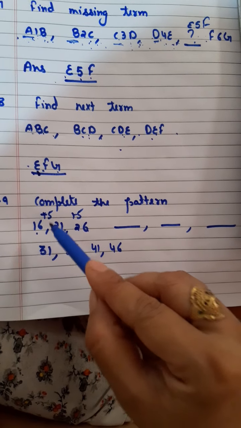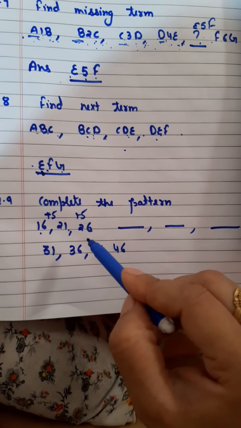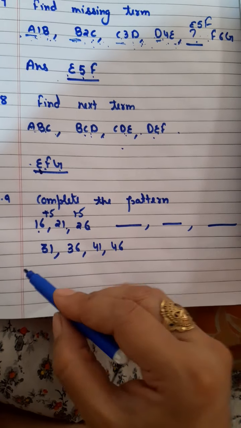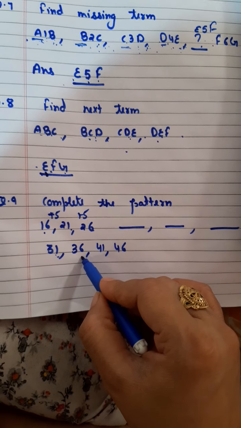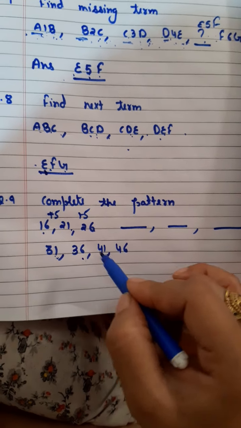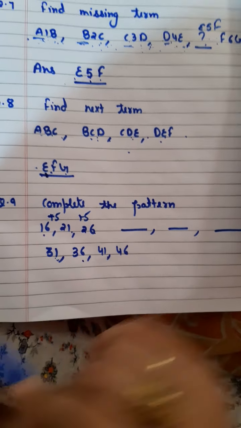So 16 plus 5 is 21. 21 plus 5 is 26. Now 26 plus 5 will be 31. Then 31 plus 5 will be 36. Then 36 plus 5 will be 41. Then so on 46.